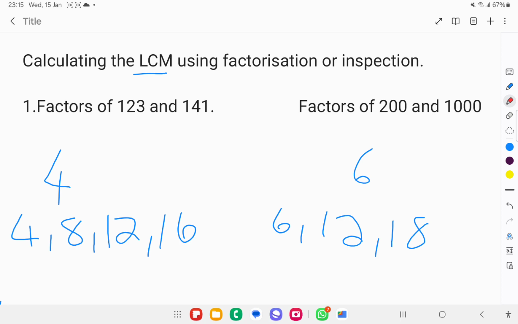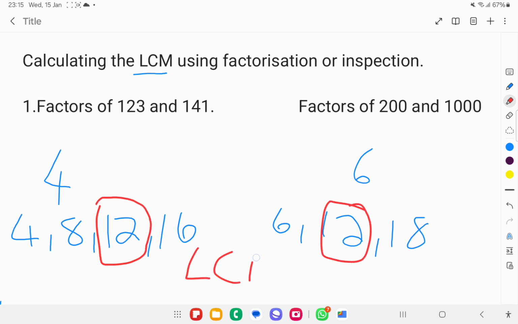Now, because you're looking for the lowest common multiple between 4 and 6, you will look at the number that appears in both multiples, which is what? 12. So 12 will be our lowest common multiple.